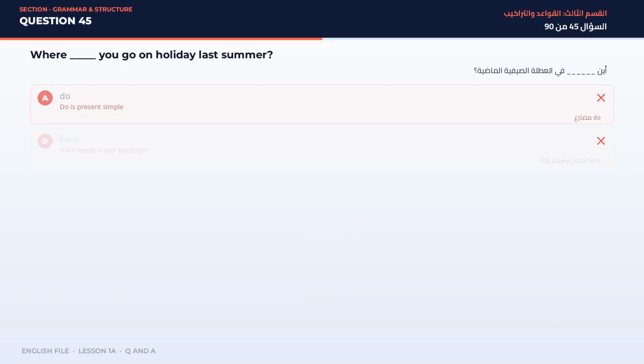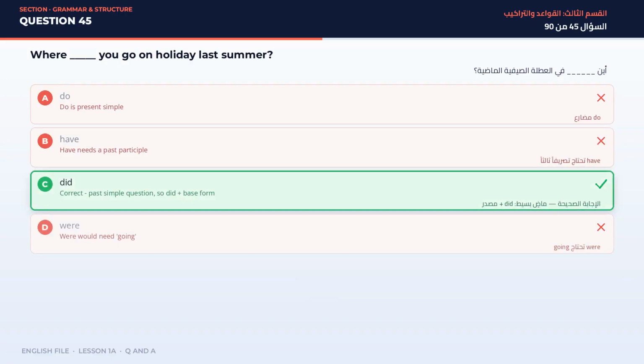The answer is C, did. Past simple question, so did plus base form. Not A, do is present simple. B, have needs a past participle. D, were would need.